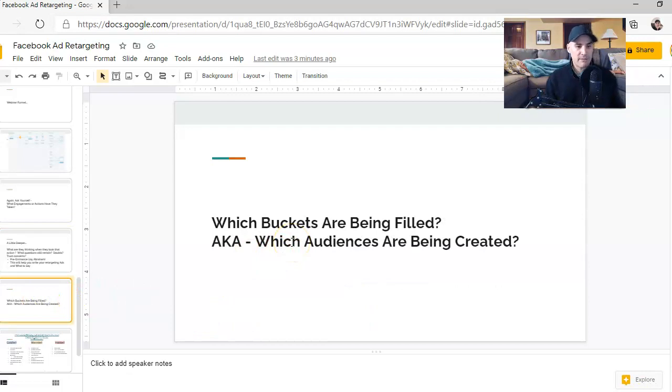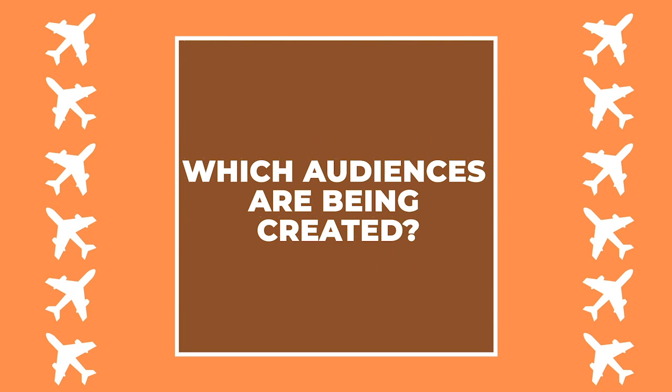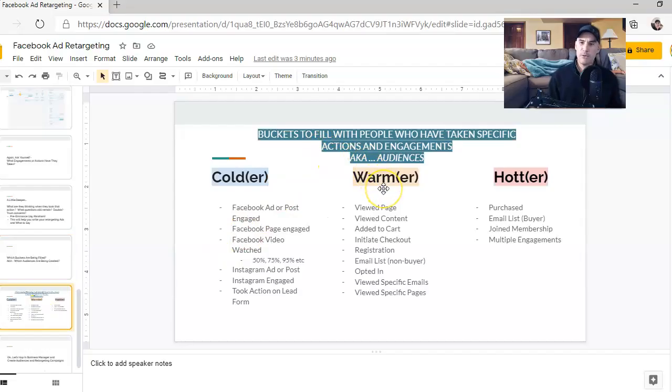Which buckets are being filled? We've talked about quite a few buckets going through these example funnels, but which audiences are being created? So, buckets to fill with people who have taken specific actions and engagements, aka audiences. Here's kind of colder to warmer, the further away to the closer to the sale.